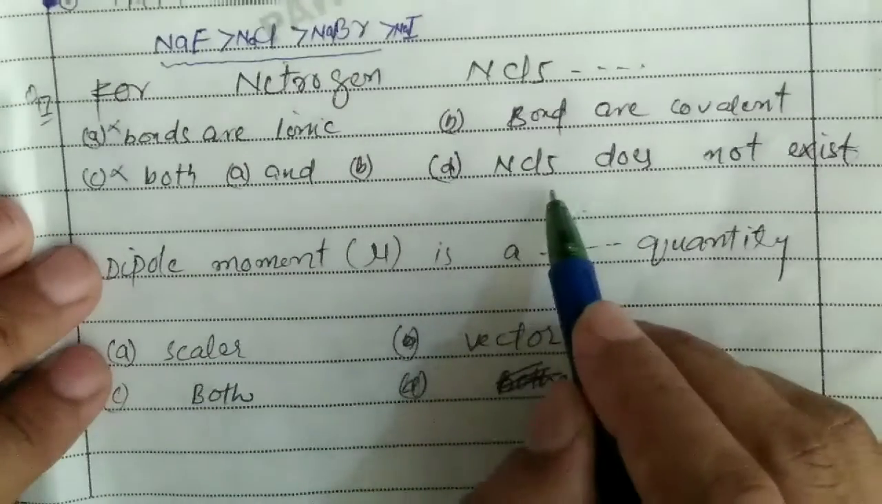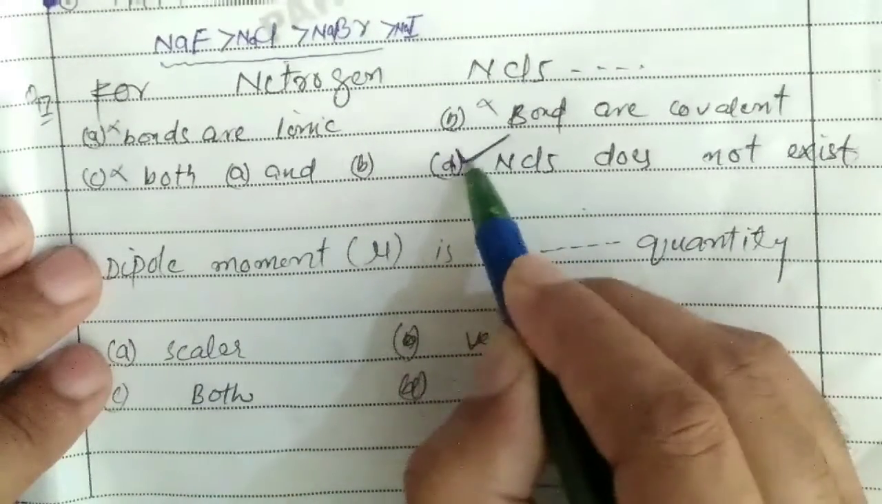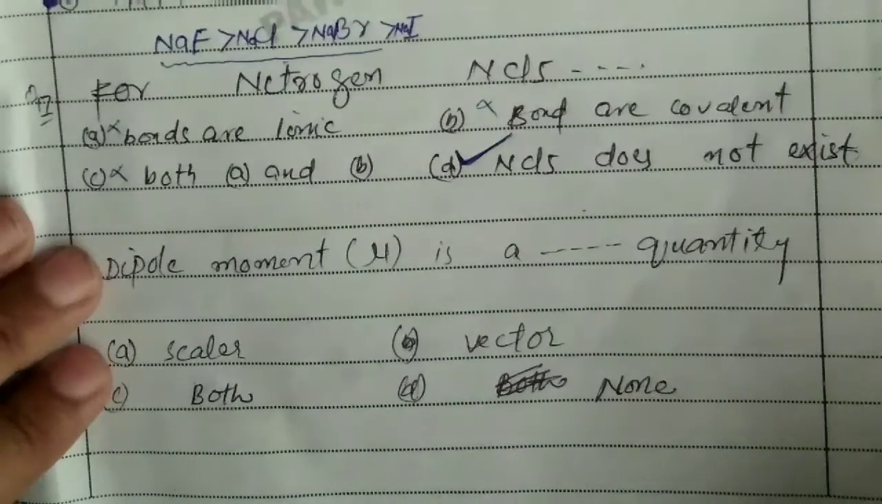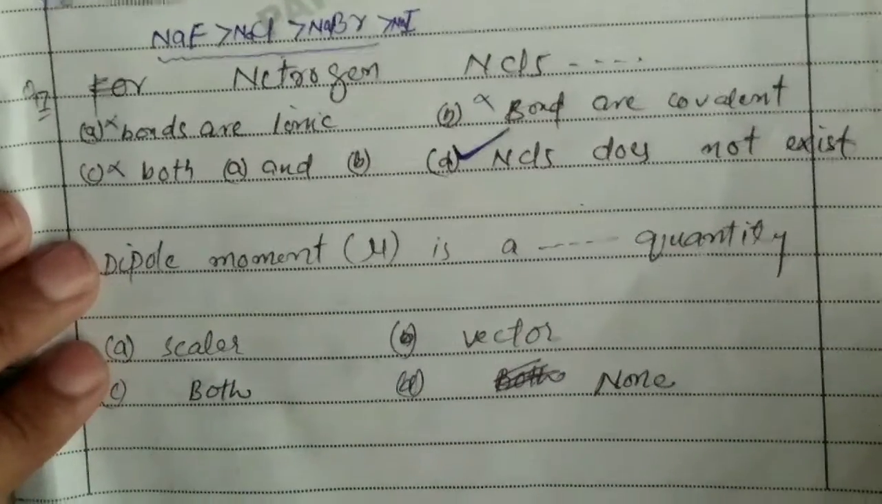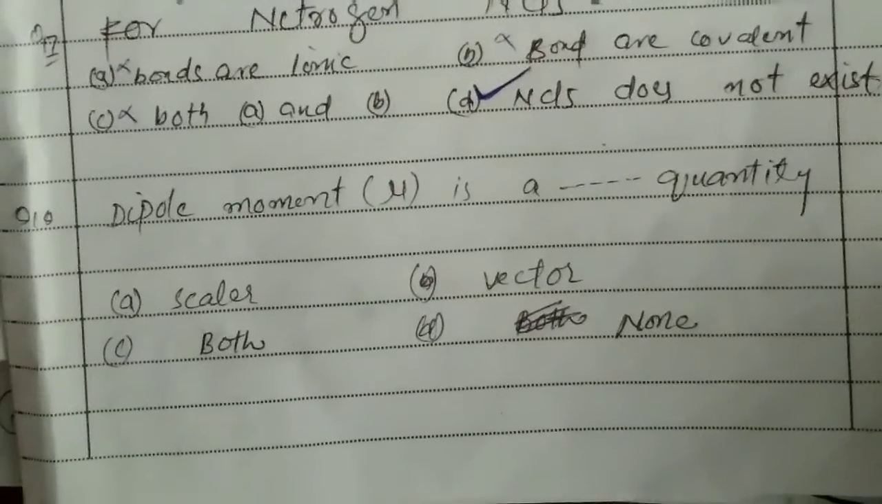NCl5 does not exist, so remember NCl5 does not exist. PCl5 exists, NCl5 does not exist. इसका एक सेपरेट एक्सप्लेनेशन है जो किसी और टाइम चला कर लेंगे.